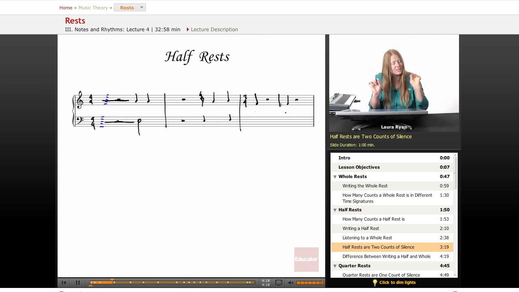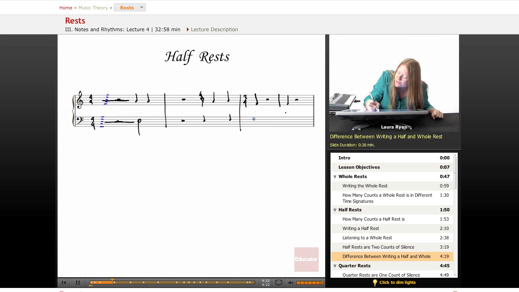It looks different from the whole rest, and that's a really, really important distinction. So as you remember, the whole rest lives here on the underside of the second line from the top of the staff, bass or treble clef. The half rest lives on the middle line of the staff, and it looks a little bit like a hat. If you drew a line underneath of it, it would look like a hat.